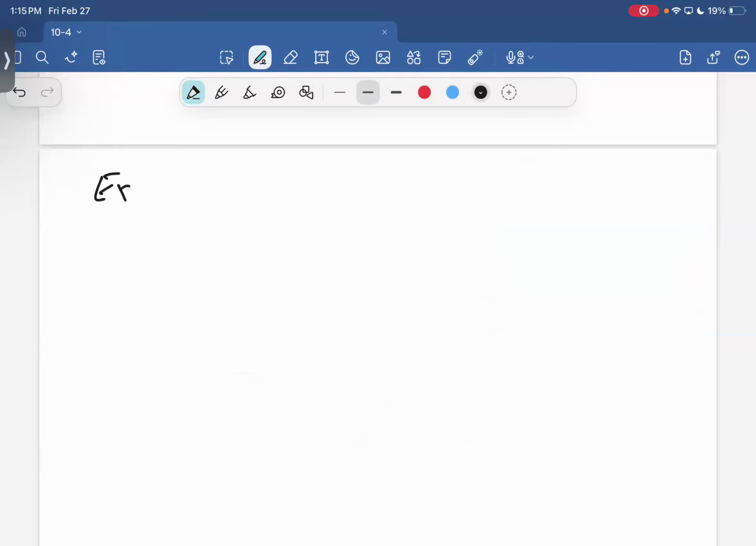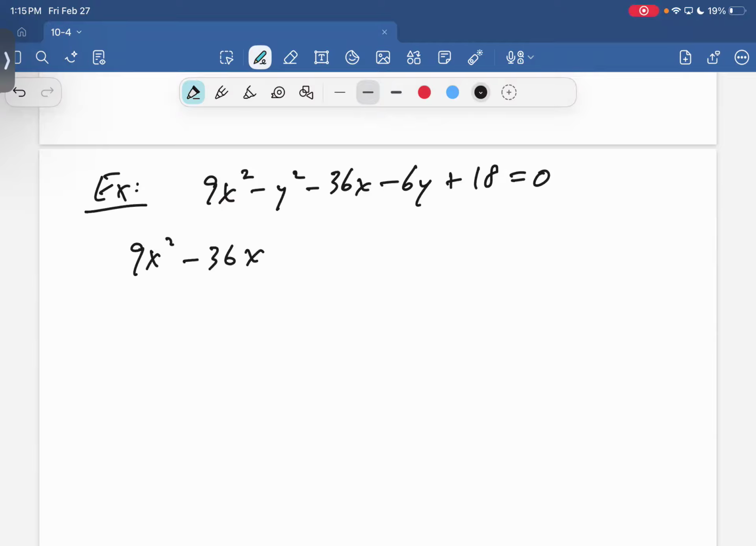Let's do a completing the square question. I'll let you do your work. Suppose I have 9x squared minus y squared minus 36x minus 6y plus 18 equals 0. So this is very similar to an ellipse, right? Except the only difference is that I have a minus sign in front of the y squared. So I'm going to complete the square. I'm going to bring the x's to the front, and the y's I'll put to the back. And then the 18 I'll bring to the other side.